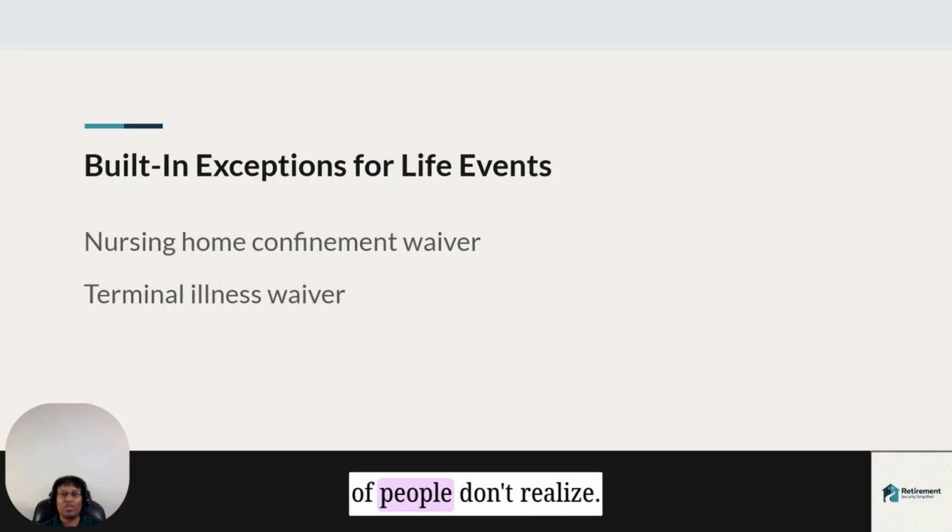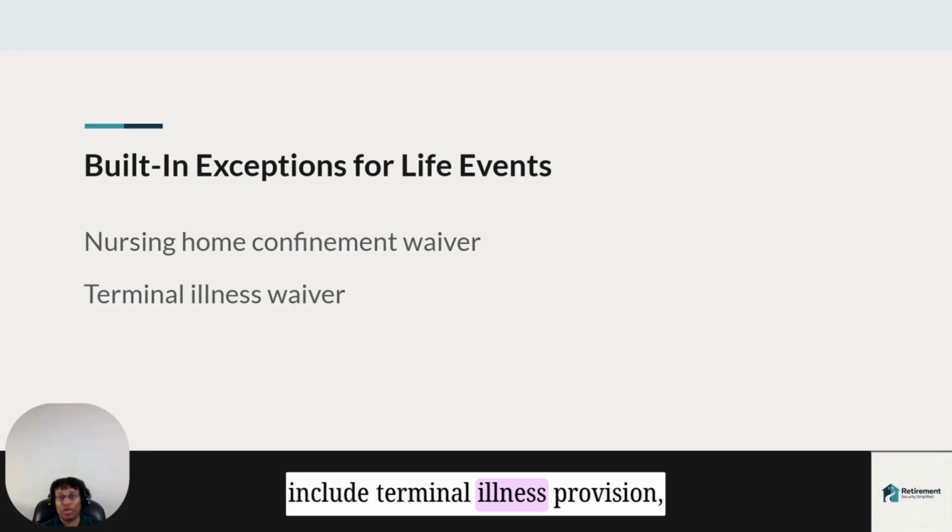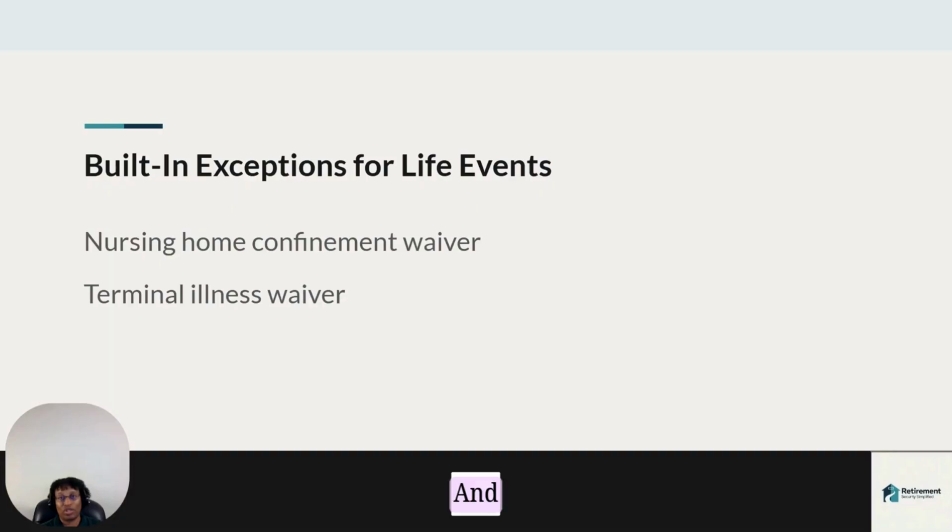Here's something a lot of people don't realize: many fixed index annuity contracts include built-in exceptions for exactly the moments when liquidity matters most. Depending on the carrier and the contract, you may find features like a nursing home or confinement waiver, which can allow penalty-free access if you're confined to a qualified facility. Some contracts include a terminal illness provision, allowing access to funds without surrender charges if you're diagnosed with a qualifying condition.